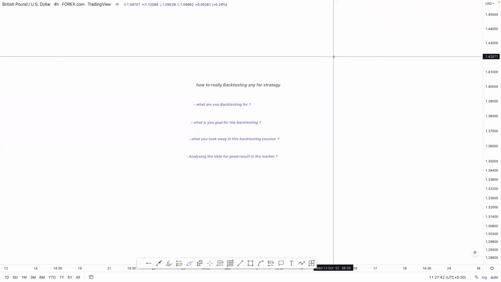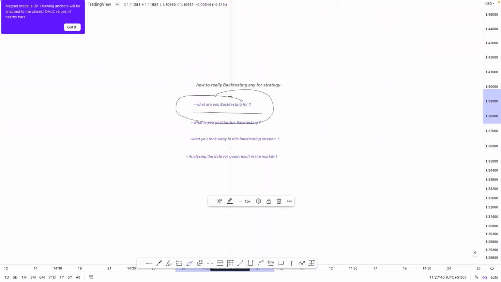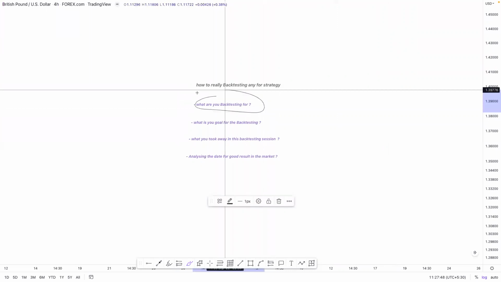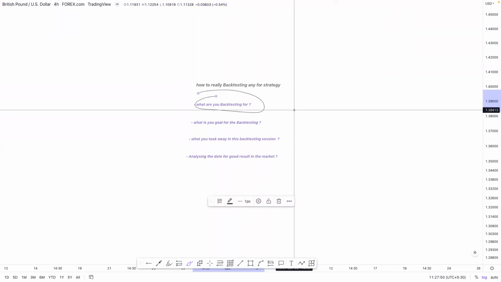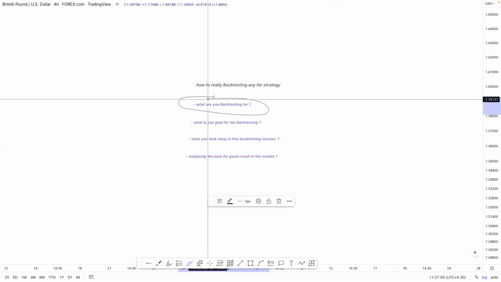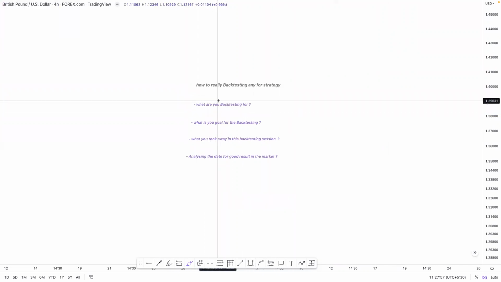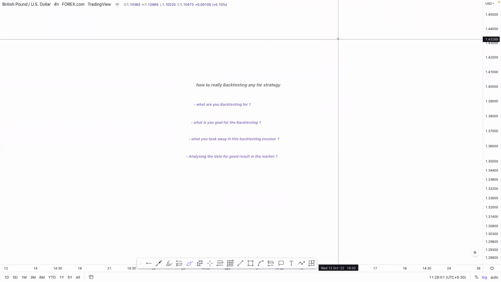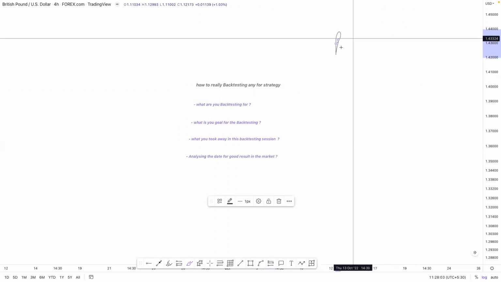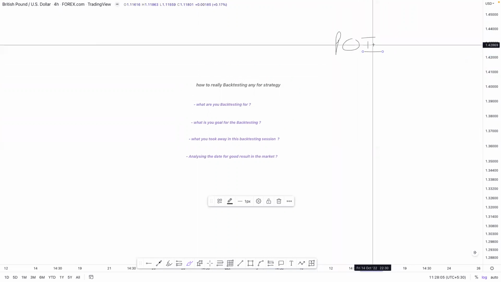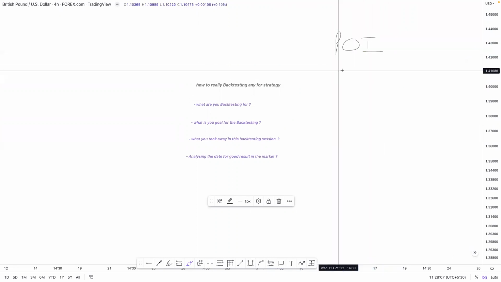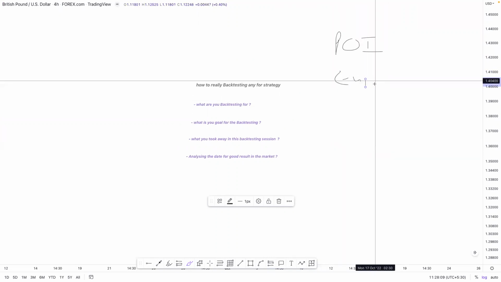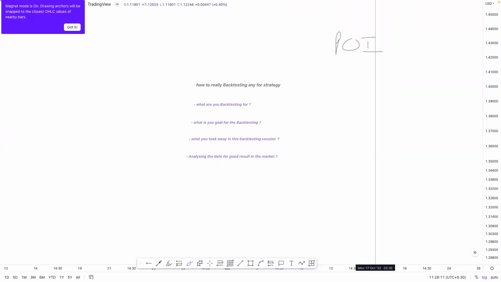So now, what are you backtesting for? First of all, you have to tell yourself what you are backtesting for. For example, if you are backtesting for this weekend, what is the main motto behind your backtesting? As I've told you, in this backtesting session you will be looking for which POI is working most of the time for you, which entry model is working most of the time for you. So that's the motto.